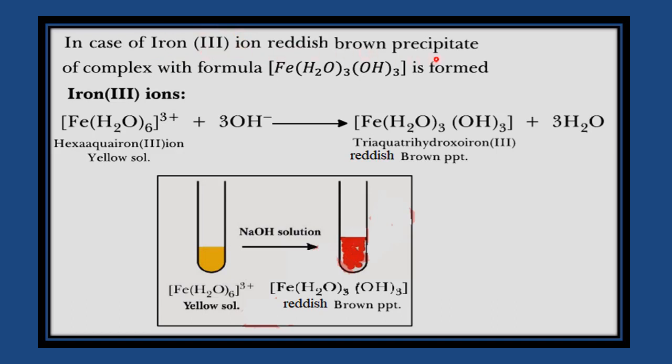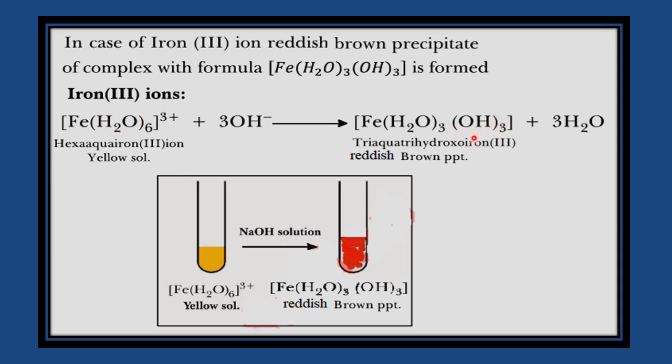And the complex will be having the formula Fe(H2O)3(OH)3. Now students, look at the chemical equation. This is hexaaqua iron 3 ions. When it is going to react with a base like sodium hydroxide, 3 hydroxyl ions are going to extract protons from 3 water molecules which are over here acting as a ligand, and will be converted into OH negative ions. So we will be left over with 3 H2O molecules which are acting as ligands.